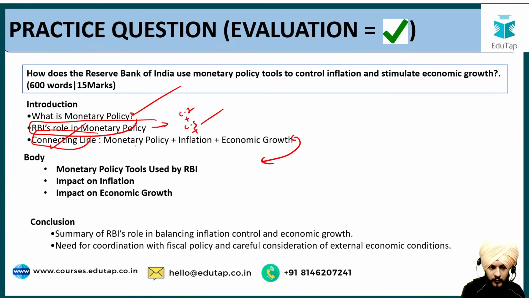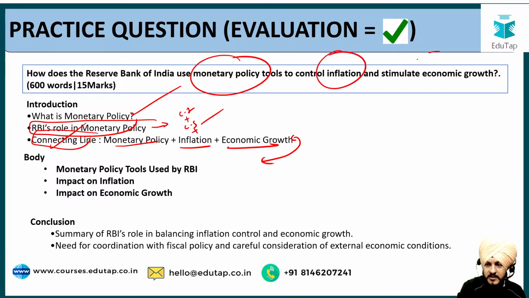So you will write like this. You will create a link between monetary policy, inflation and economic growth, because these are the keywords that are mentioned in the question. Afterwards, what you can do, you can start with the body part.